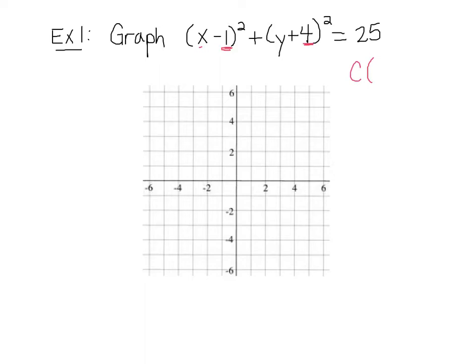And so the center is going to be the ordered pair (1, negative 4). Notice that I took the opposite of each of these numbers for my center. Okay, and then the square root of 25 is going to be equal to your radius. So your radius is 5.